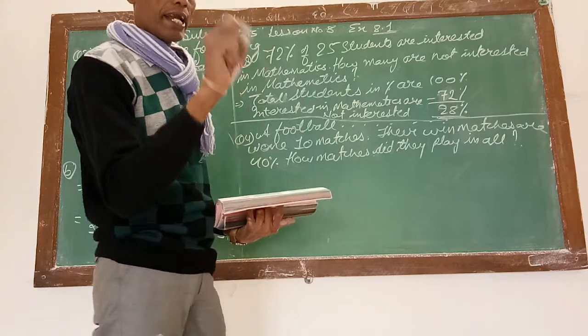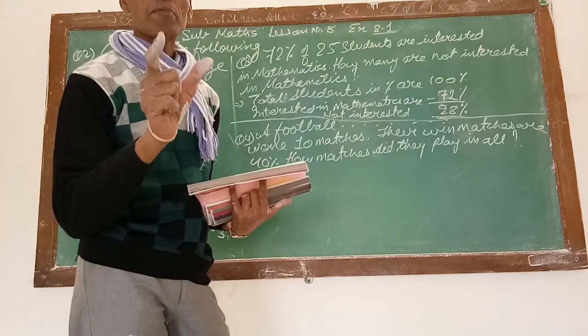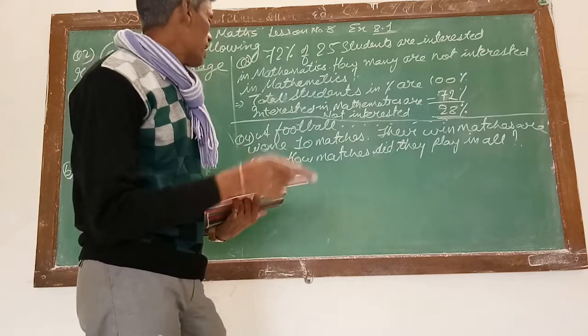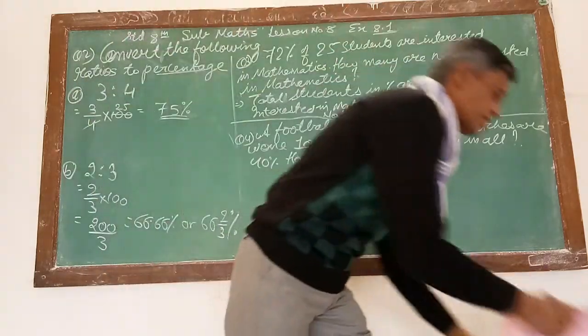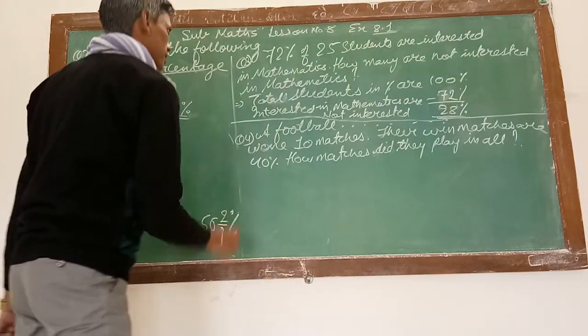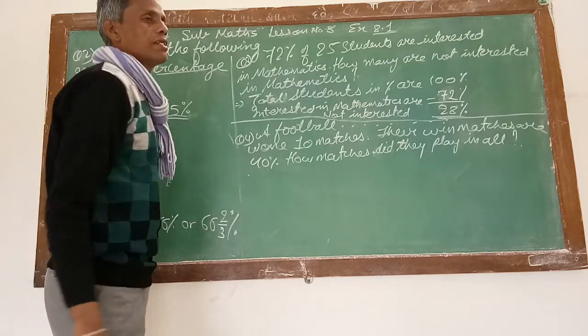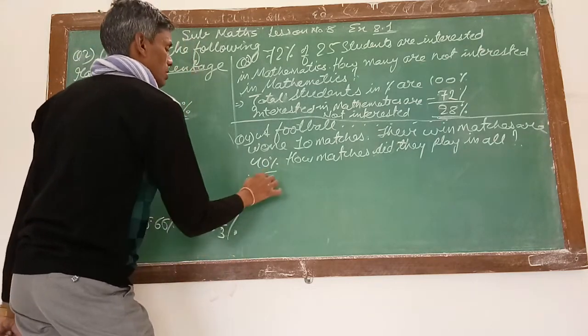They have won 10 matches, and their winning percentage is 40%. The number of matches they have won is 10, and its percentage is 40. So we have to find the total number of matches. How many matches did they play? Now look here, the percentage is given, that means 40. What we have to do?